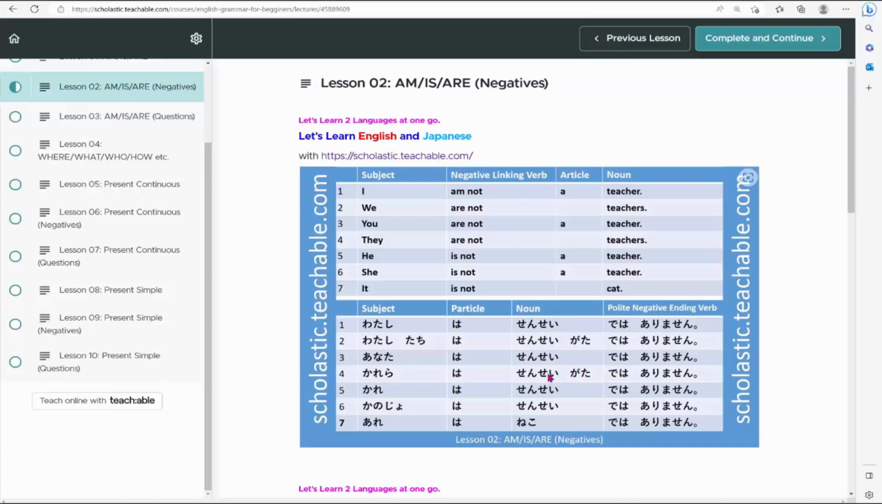But we need to put gata here to make it honorific. Karera wa sensei gata de wa arimasen. So de wa arimasen: earlier it was desu, now it became de wa arimasen.